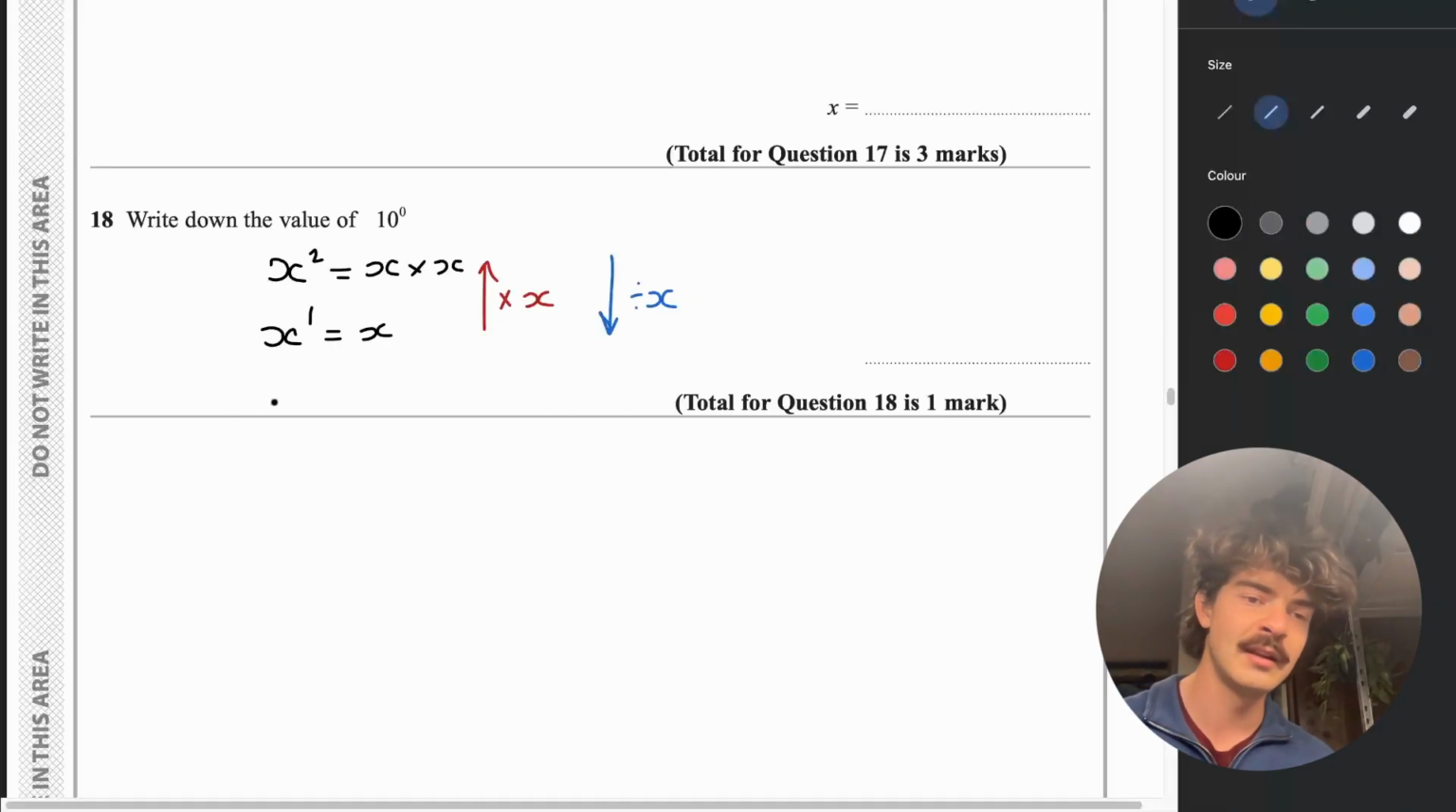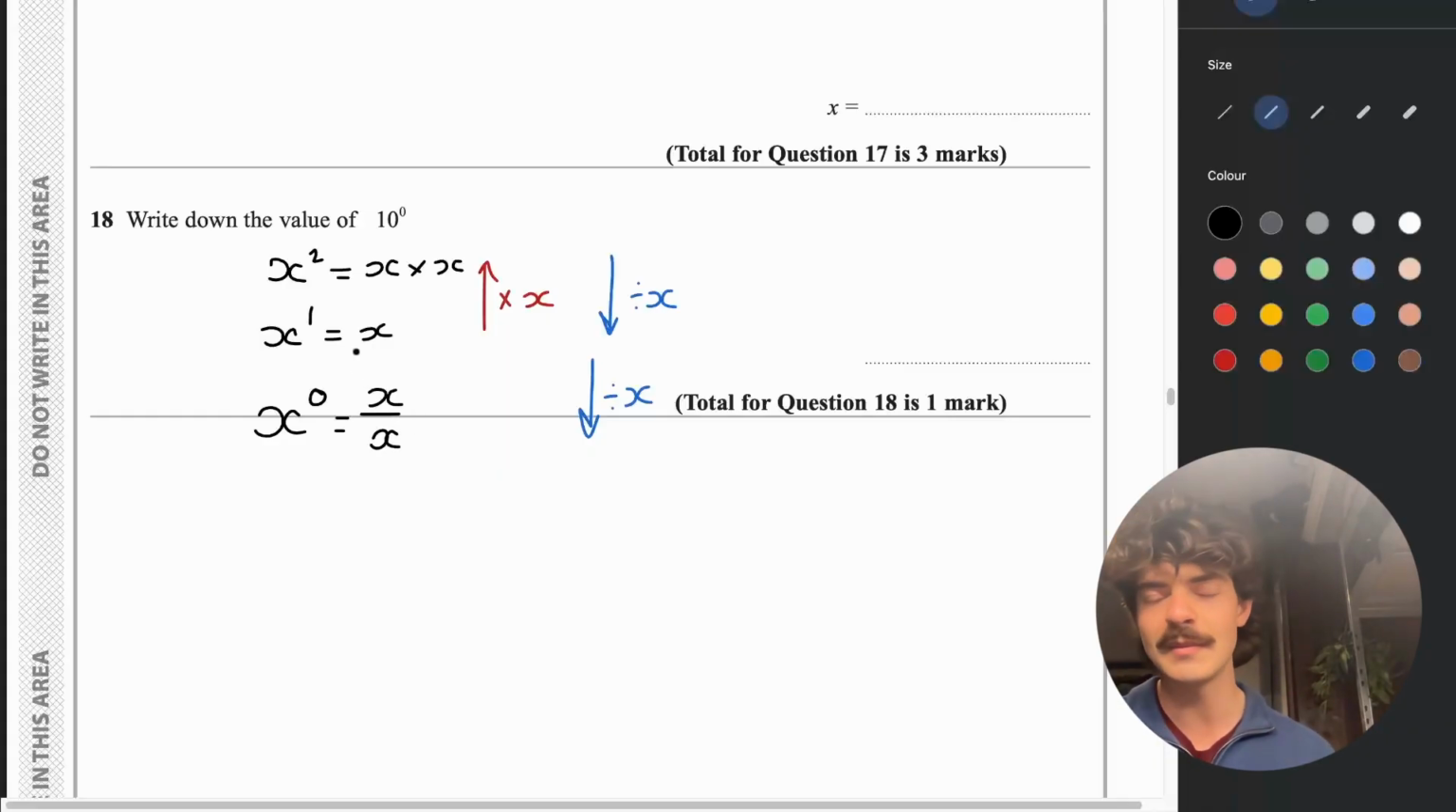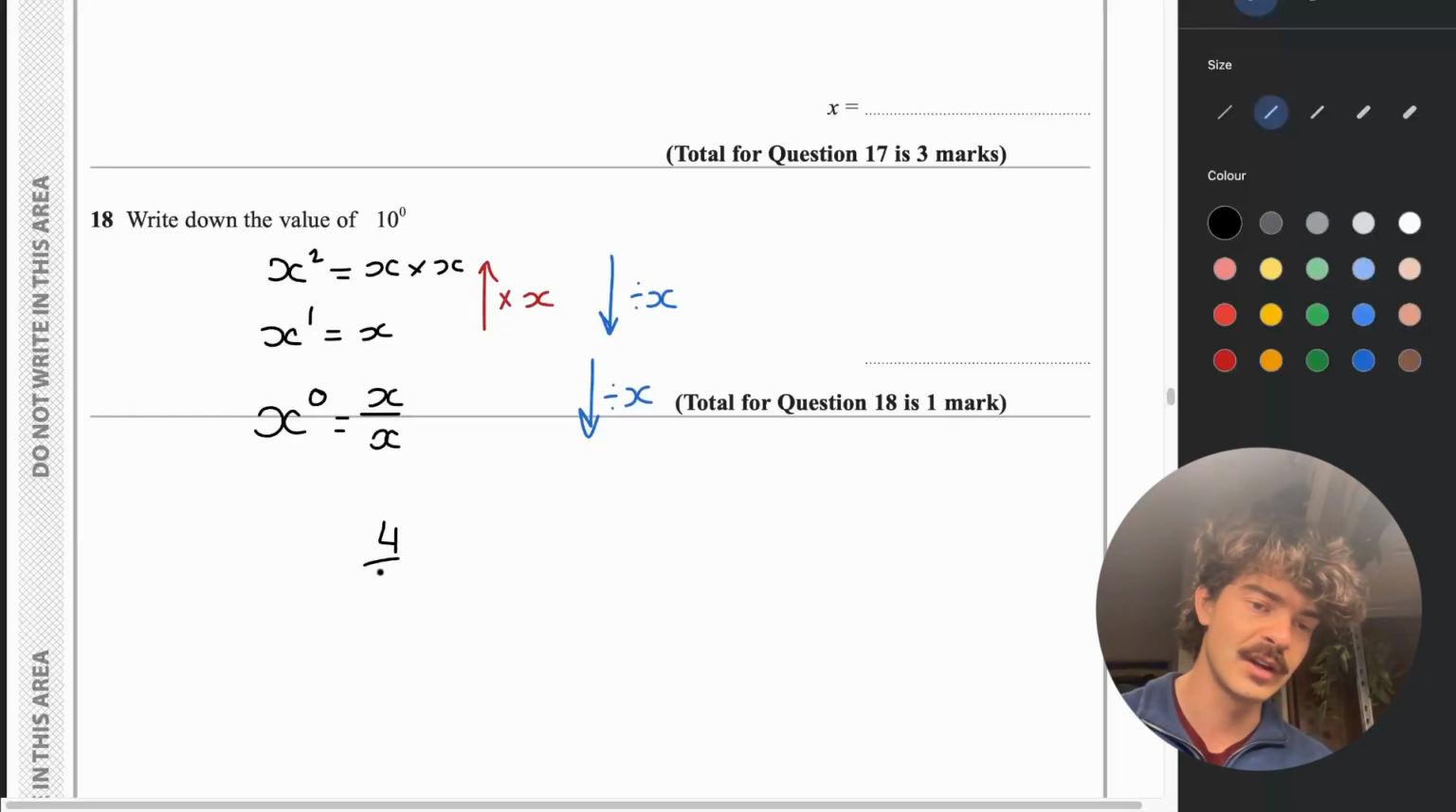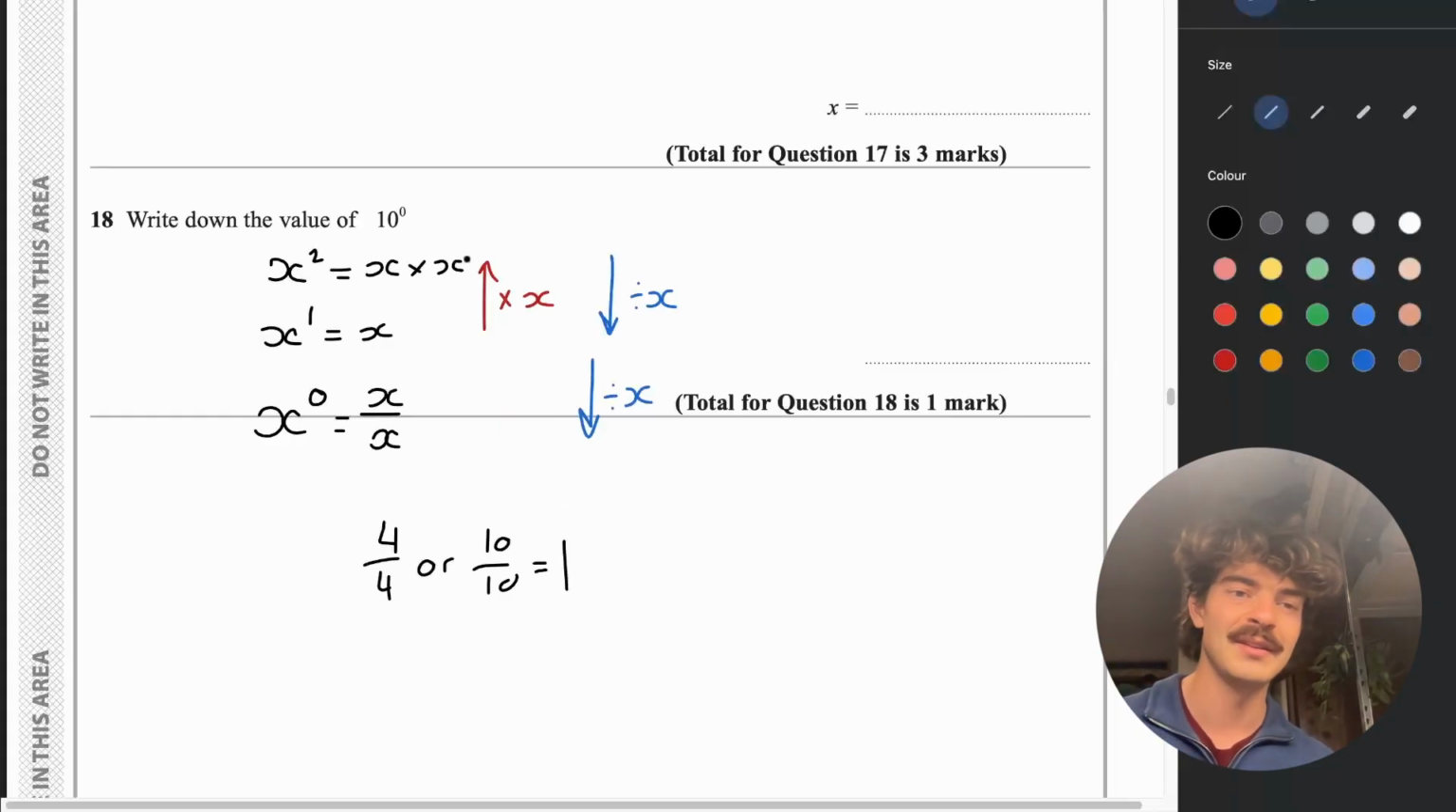So if we wanted x to the power of 0, we have to divide our x by another x. In this case, it means that we'd be left with x divided by x. But this is essentially stating that we've got some value divided by exactly the same value. If you were to try this out with a few numbers, I don't know, 4 divided by 4 or 10 divided by 10, you'll notice that it's always equal to 1. So the value of 10 to the power of 0 is 1.